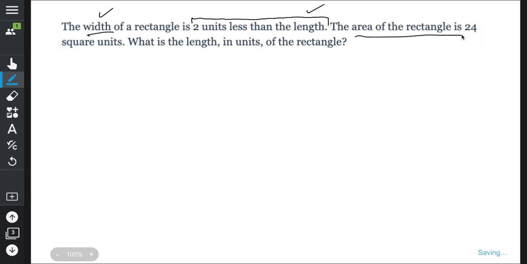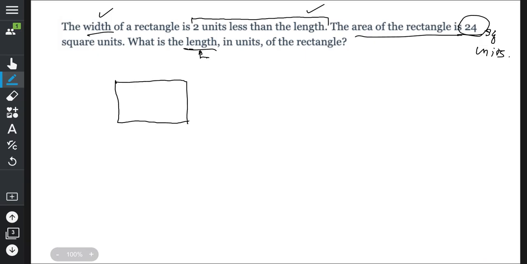The area of the rectangle is 24 square units. So what is the length? We don't even know what the width is, but I guess for the answer, they just want the length. So this is how you're going to set these up. Make a rectangle, and it doesn't matter what shape it is. Just make sure it looks like a rectangle.